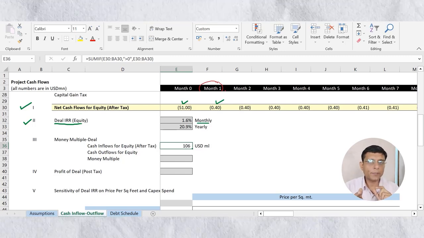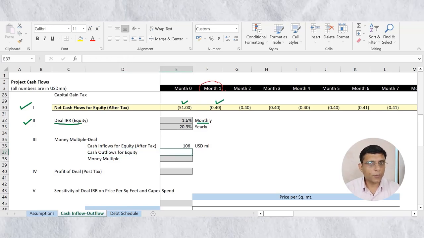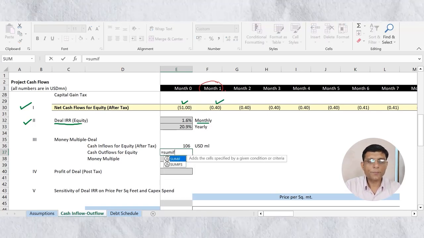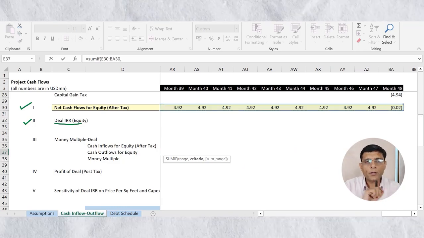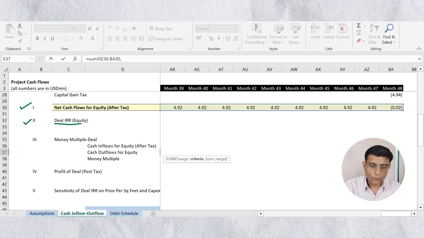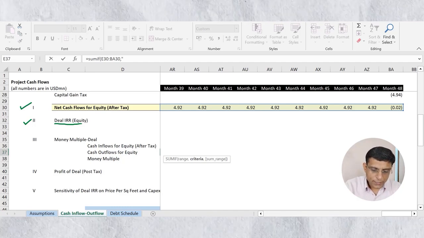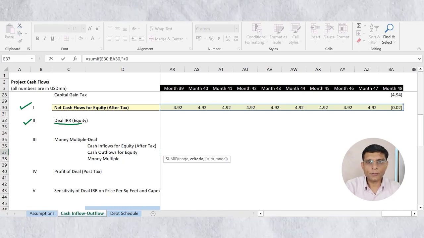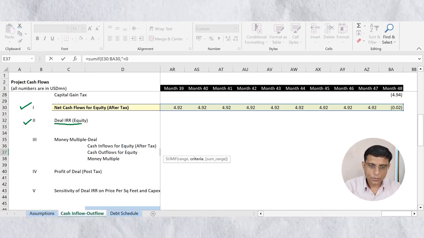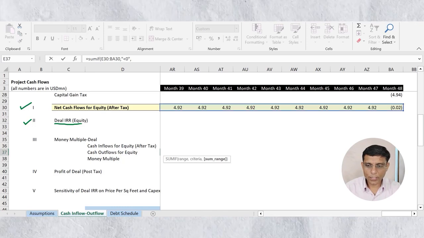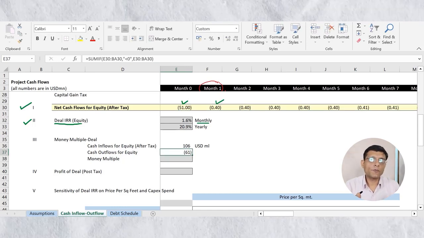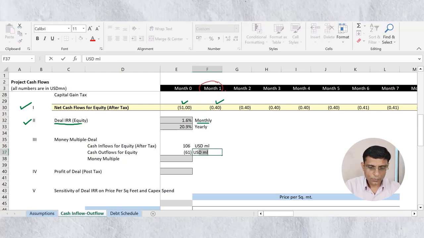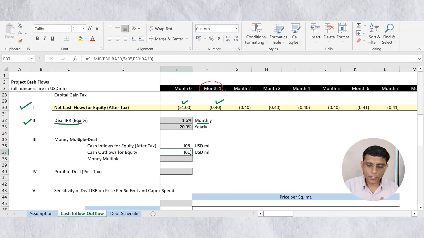Now to calculate the money multiple, I need to calculate cash outflows. I'll apply the same formula, but now I need numbers which are less than zero. So SUMIF, range, first I need to link the range. Comma. Now the condition: within inverted commas, less than zero, not greater than zero, less than zero. Inverted comma closed, and then sum range. Again I link this range and close the bracket. 61. So I'm making $61 million of investment. This is dollar million.